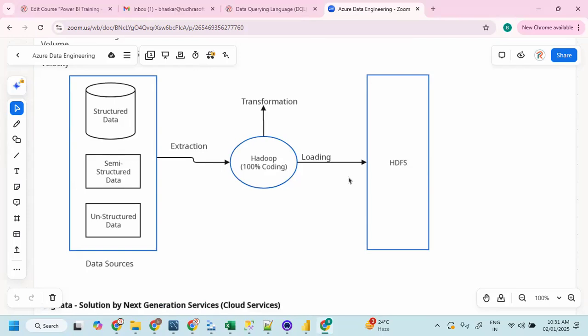Since your traditional systems, whether SSIS, DataStage or Informatica, whatever it is, were not capable enough to process this data, those are all traditional systems. To provide the solution, we got Hadoop into the market. Hadoop also does the same thing. What it is going to do is ETL processing only. Hadoop also does ETL processing.